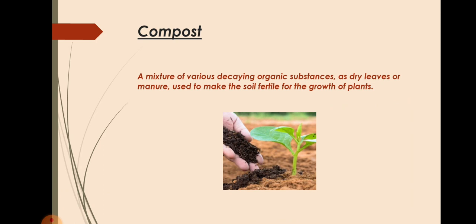Compost. Manures are substances that can be used to make the soil fertile for the growth of plants. And dry leaves can be converted into a special type of manure known as compost. And the process of converting dry leaves into compost is called composting.